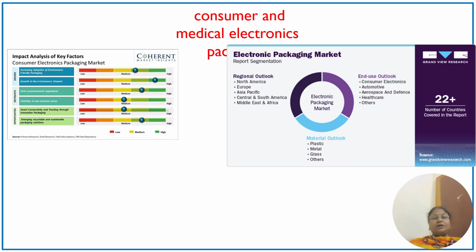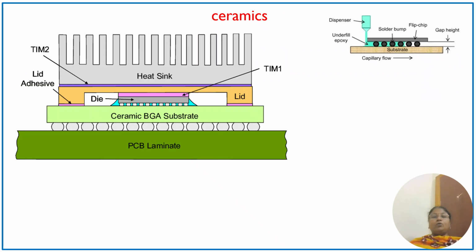Consumer and medical applications, if you take the packaging market, here electronic packaging with a material outlet, plastic, metal and glass. Glass is also a suitable material for packaging, and there is some regional outlook of which part of the country we have all this packing, and end use is going to be with consumer, automotive, aerospace, healthcare. So all these will give you a scenario for medical electronics and also electronic packaging goods.